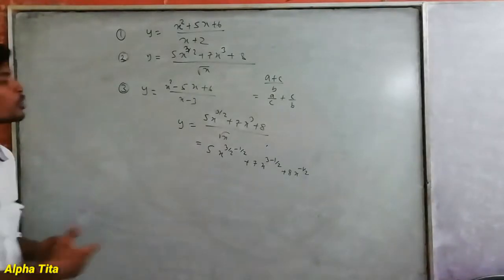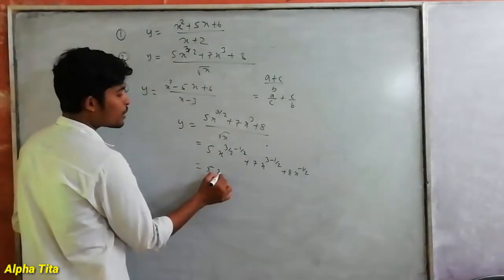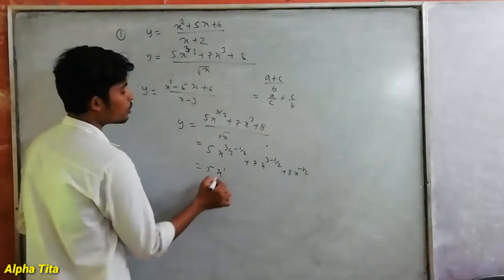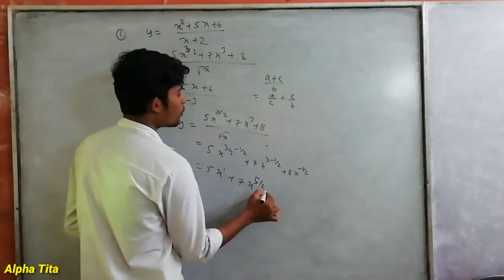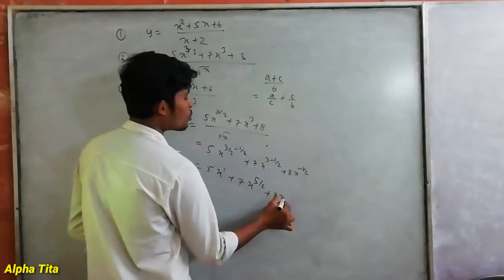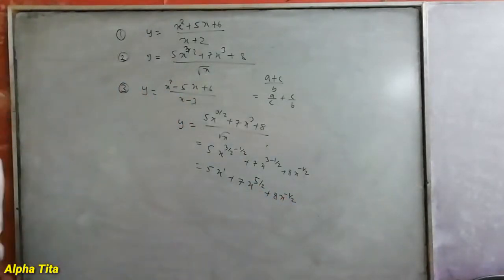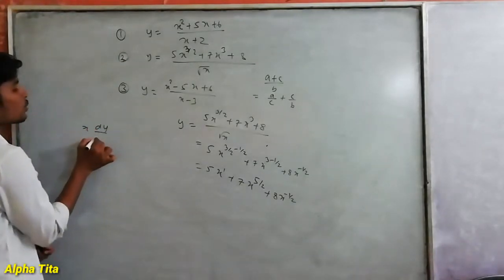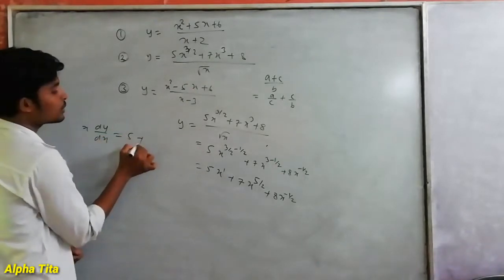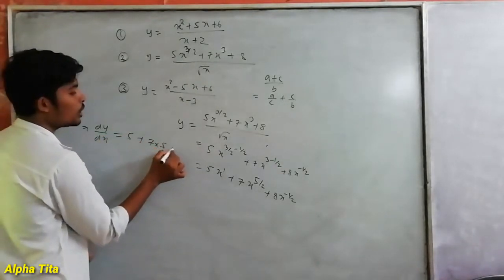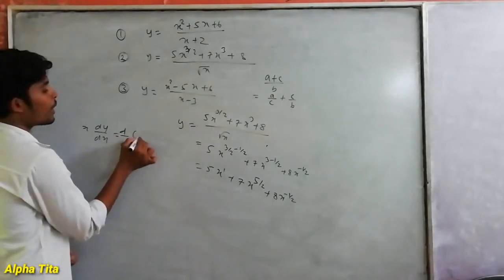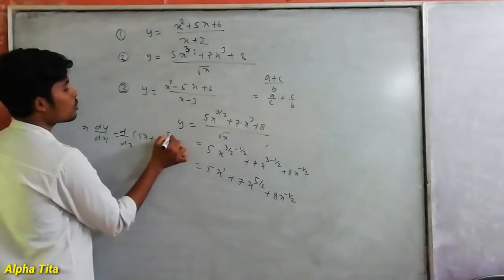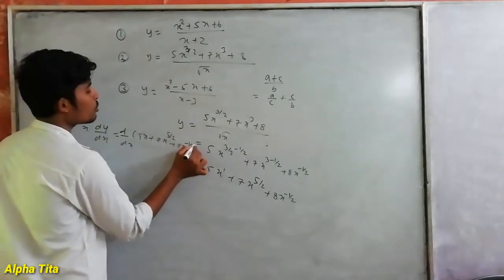Okay, then what do you get? 5x to the power 3 by 2 minus 1 by 2, so 1, 7x to the power 3 minus 1 by 2, so 5 by 2, plus 8x to the power minus 1 by 2. Then you have to find the derivative by using the u plus minus v formula. So what do you get? dy by dx, what do you get? d by dx of 5x plus 7x to the power 5 by 2 plus 8x to the power minus 1 by 2.